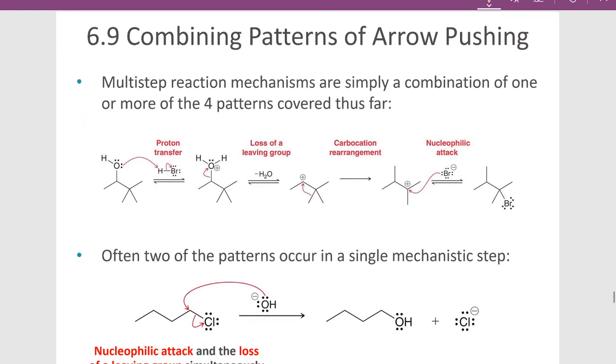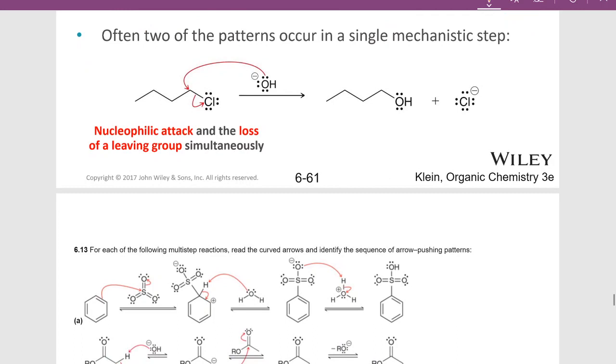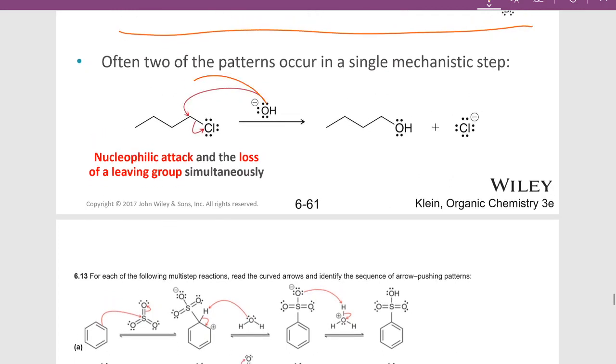Now we can combine these steps into more than one step. Okay, so here we've got an entire mechanism. First we have a proton transfer, then we have a loss of leaving group, then we have a rearrangement, then we have a nucleophilic attack. And we're going to see mechanisms that have all of these steps in them over and over. Sometimes we'll just see one or two steps, but oftentimes we'll see all of them or many of them. And so sometimes they can occur in a single mechanistic step, such as this right here, where we've got nucleophilic attack and loss of leaving group at the same time.